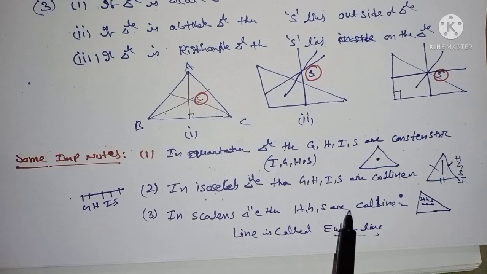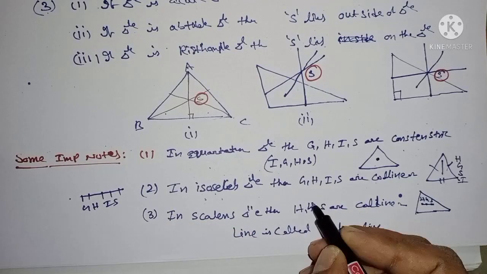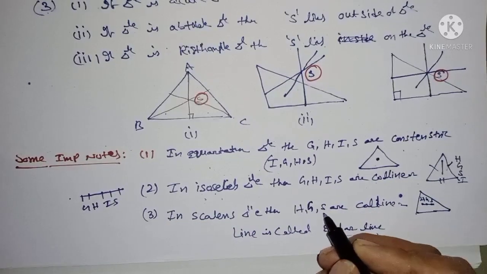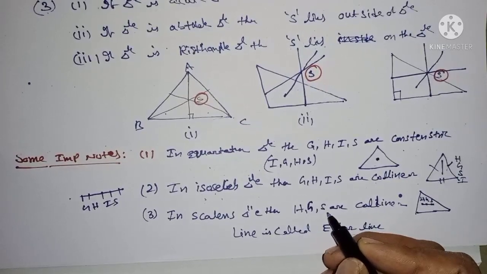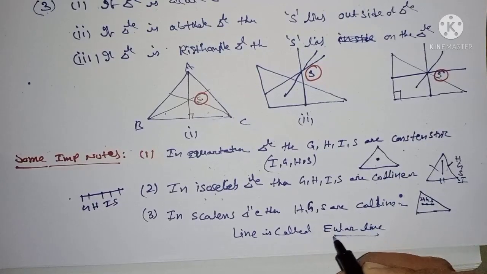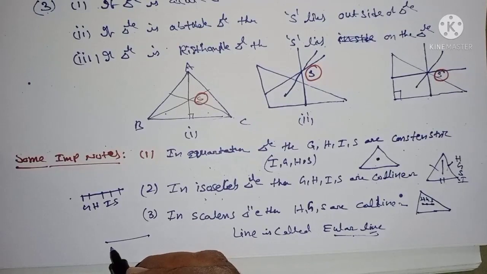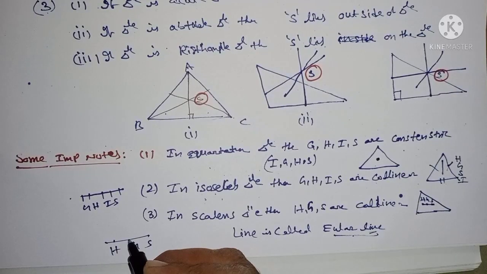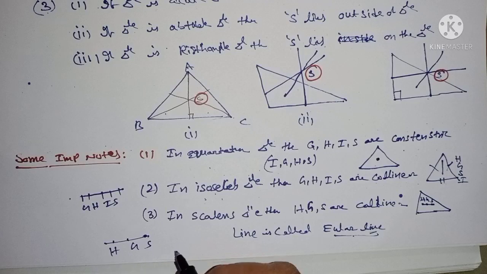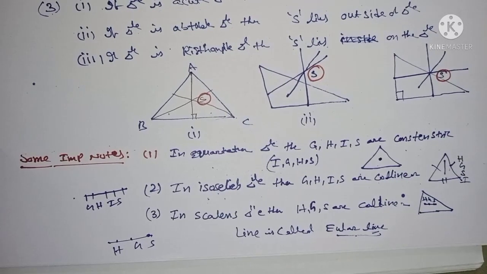In a scalene triangle, H, G, S are collinear. There is no collinear I, only H, G, S. The orthocenter, centroid and circumcenter are on one line only. Collinear means this line is called the Euler line. HGS is one line, called the Euler line. It is derived by Euler, therefore it is called the Euler line. Okay, end of these theorems.